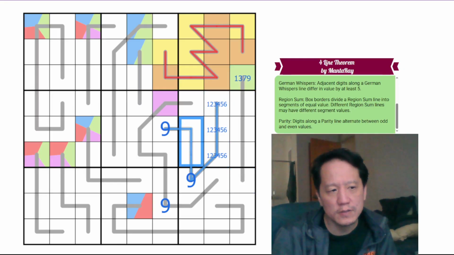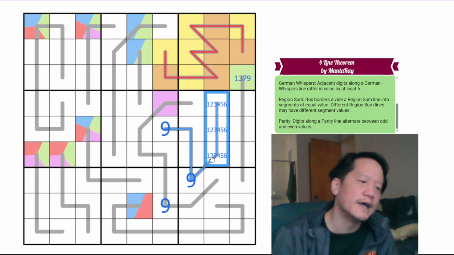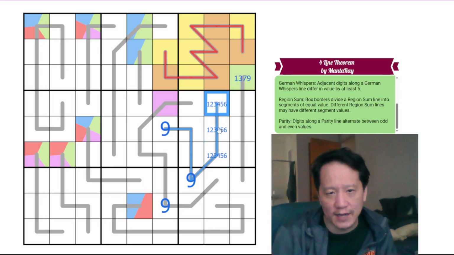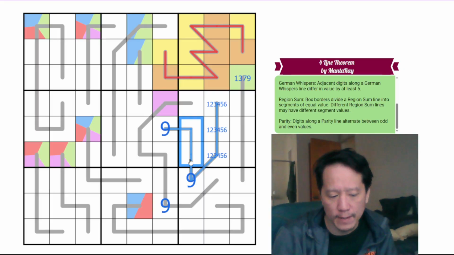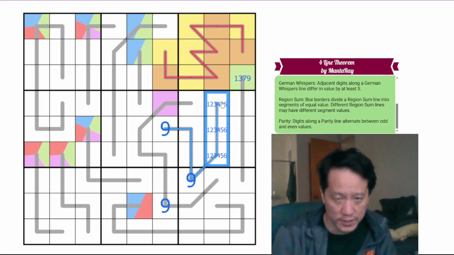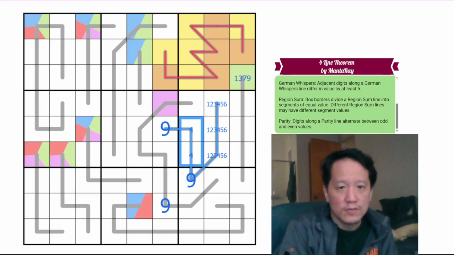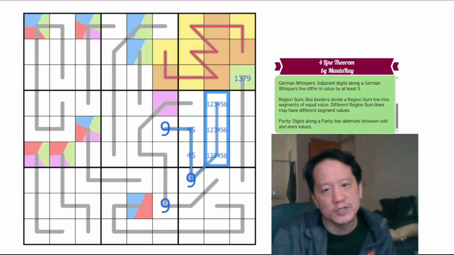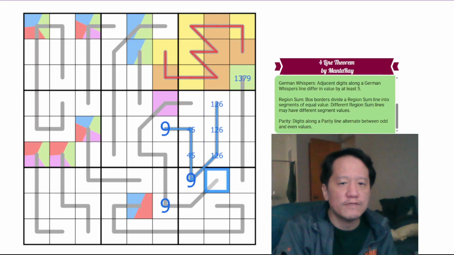So if we had a 1 here, then this... Okay, so say we didn't have a 1 here. This is 2, 3, 4. This would guarantee a 1 here. So if this is 1, 2, 6, this then is 4, 5. So 1, 2, 6 and 4, 5.